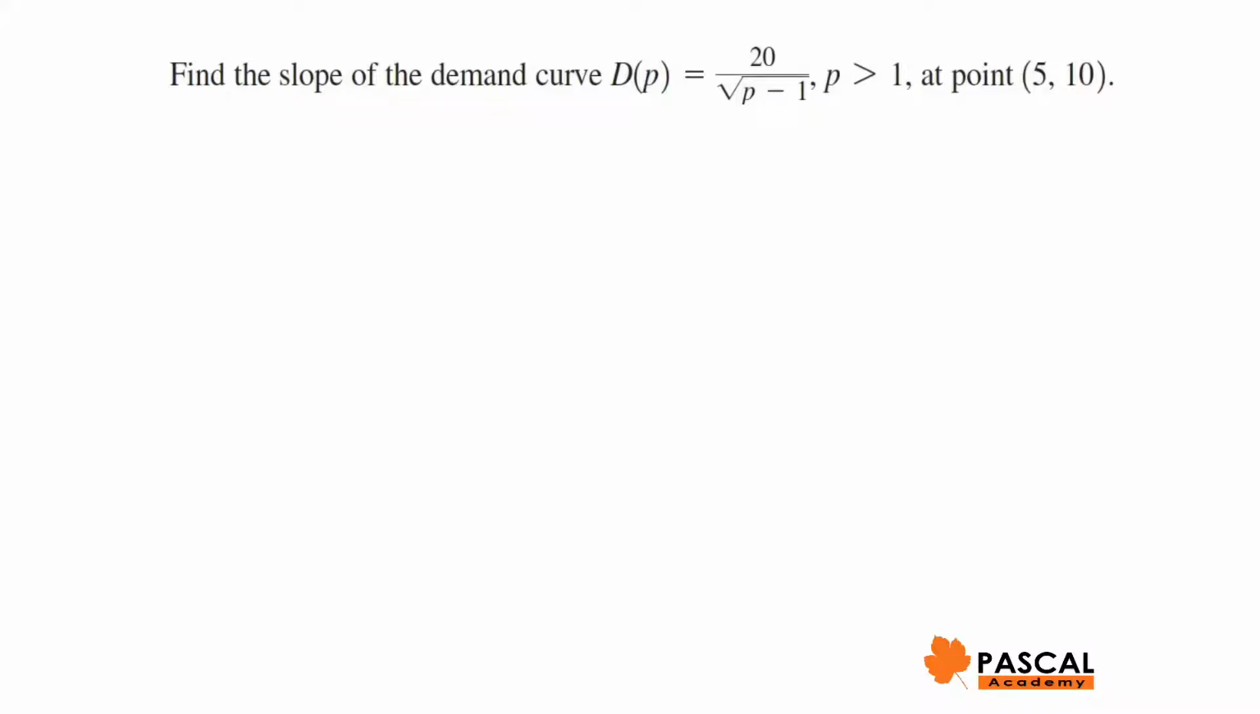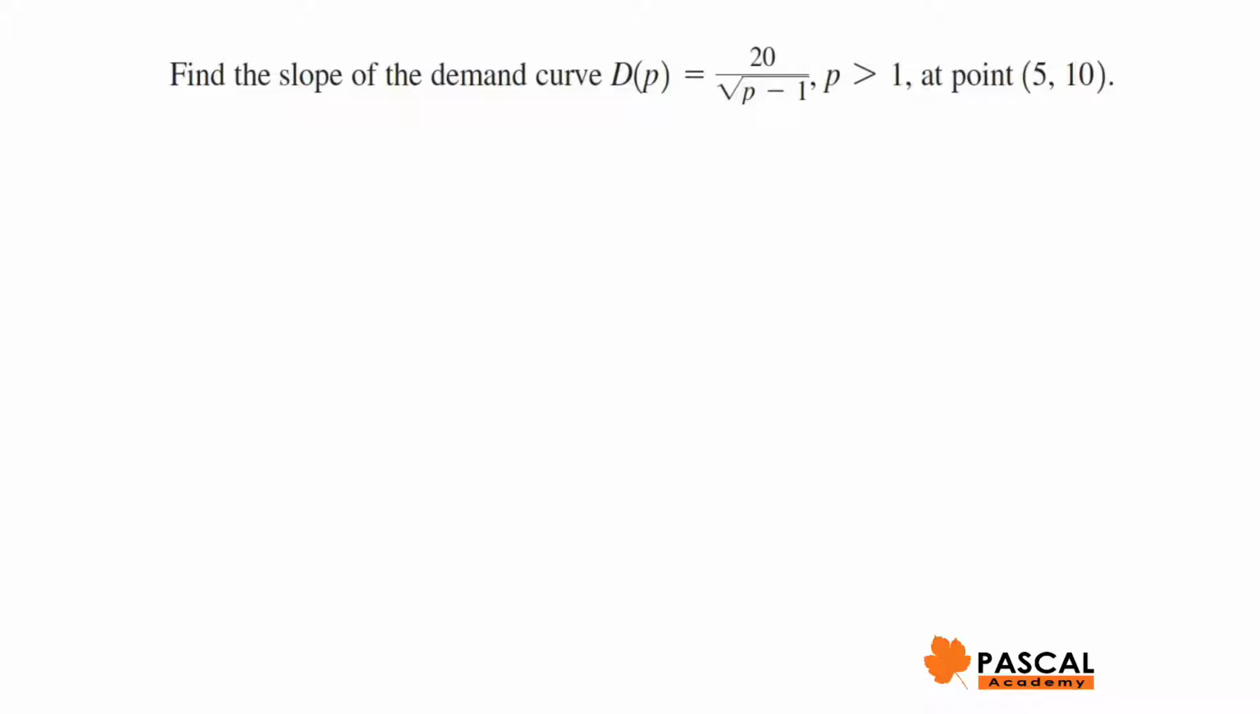In this video, we are going to work on questions 19, 20, 21, and 22, page 21 of the textbook. Question number 19. Find the slope of the tangent to the demand curve D(p) equals 20 divided by square root of p minus 1, when p is greater than 1, at point (5, 10).